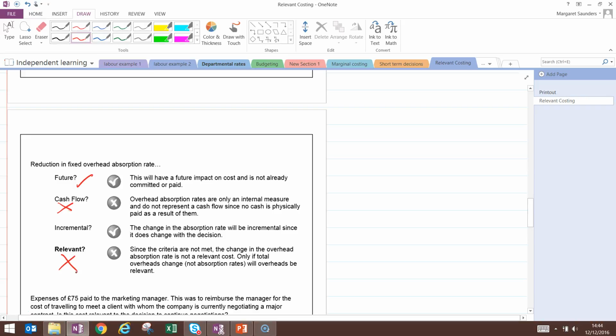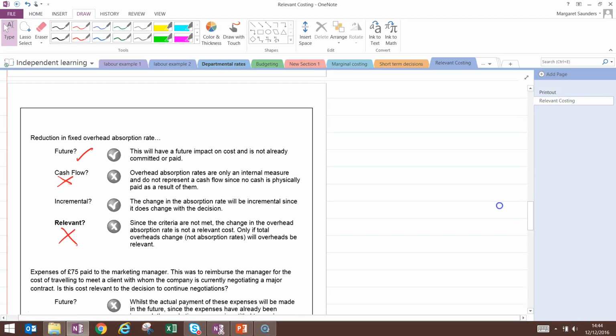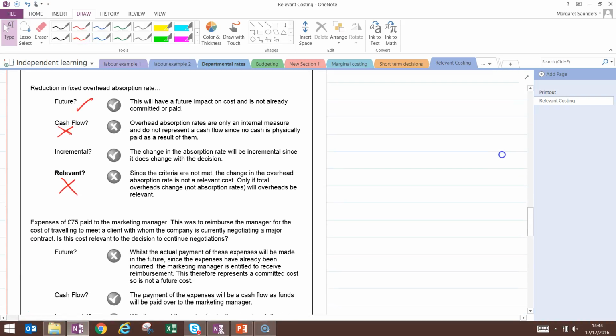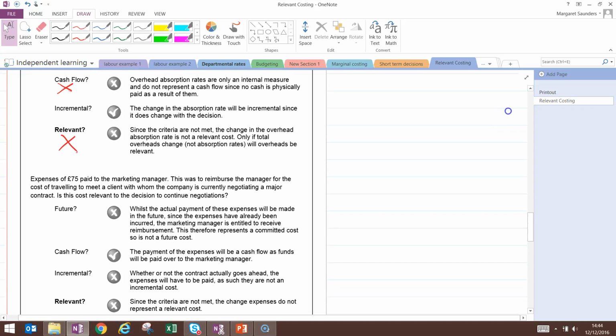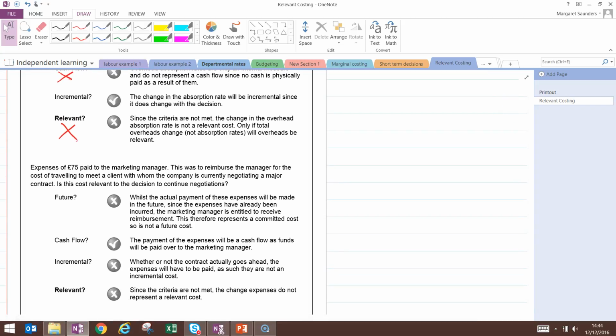And finally, a third example. Expenses of £75 paid to the marketing manager. This was to reimburse the manager for the cost of travelling to meet a client with whom the company is currently negotiating a major contract. Is this cost relevant to the decision to continue negotiations?